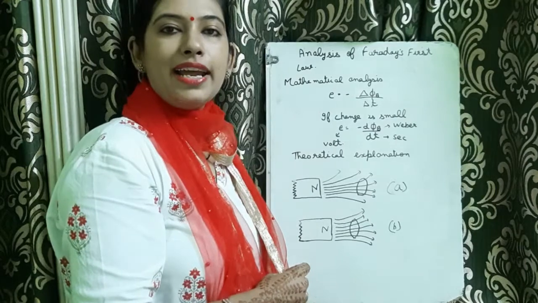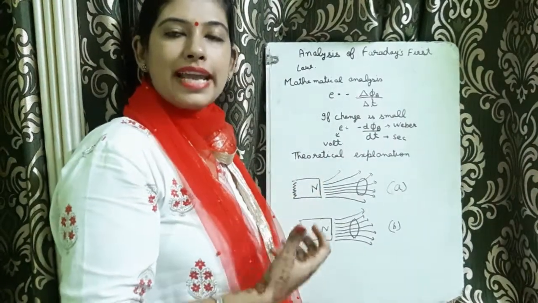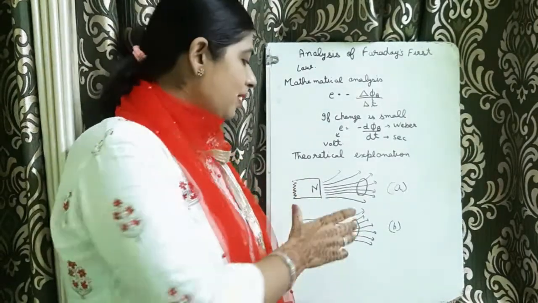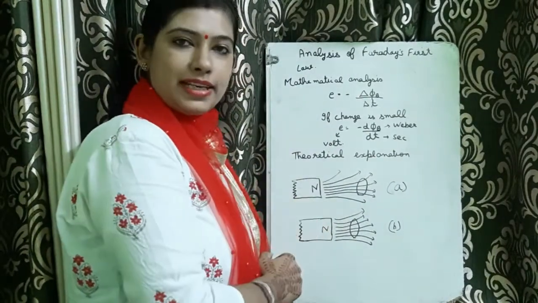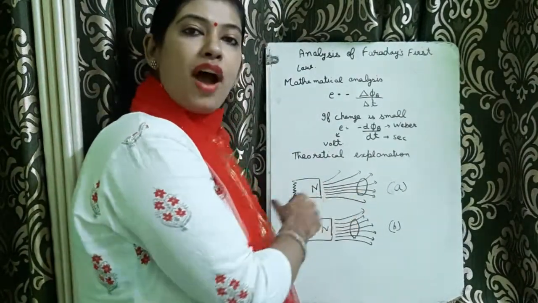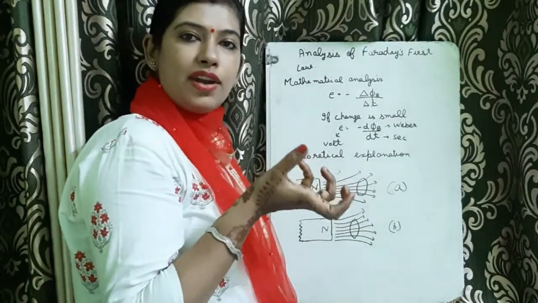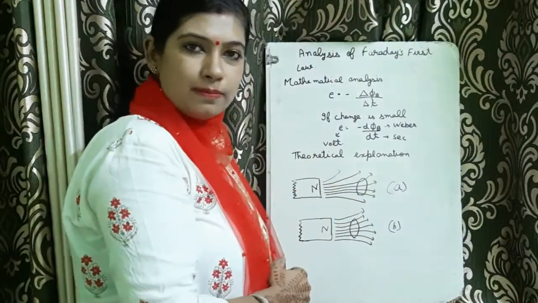Now, our induced EMF is equal to the negative rate of change of magnetic flux. Here we will consider this as our coil and this as our magnet. When they are placed far away, the magnetic field lines passing through this coil are small.